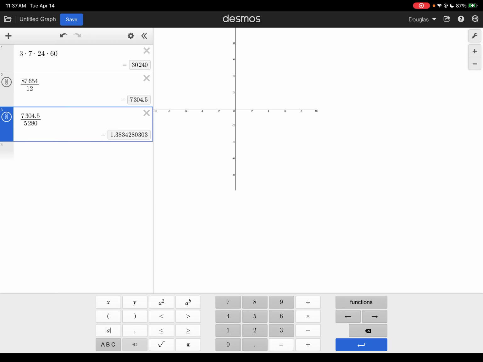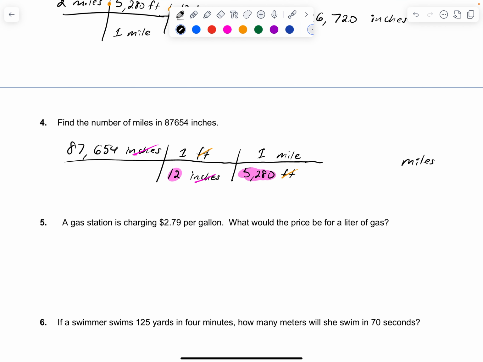All right, so you notice I'm only doing division because they're both in the denominator. So this is approximately 1.4 miles. Okay, so again, just keep in mind where the numbers are. If they're in the top, you're multiplying. If they're in the bottom, you're dividing.